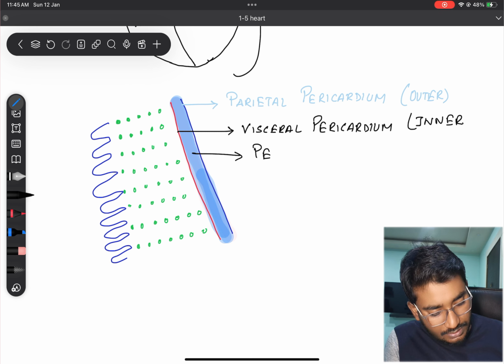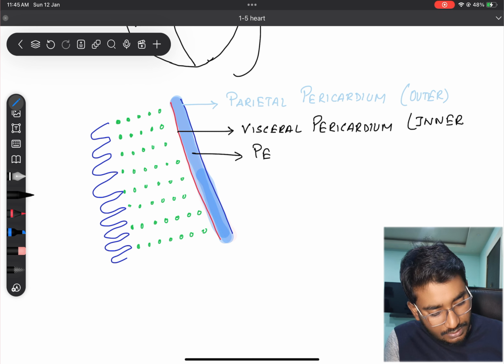Now the visceral pericardium is basically a double membrane wall that protects the heart.